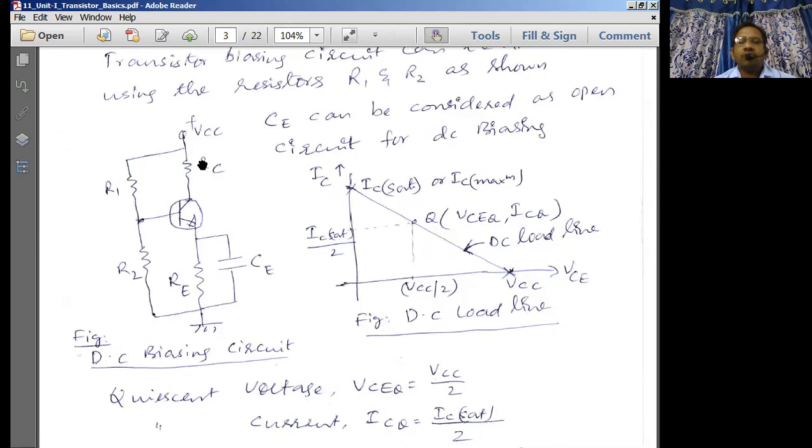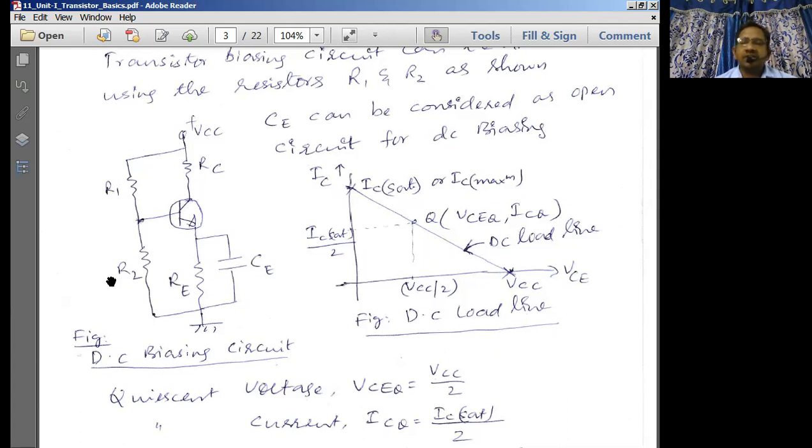Now, why do we have to perform biasing? Normally, we perform biasing to make the circuit ready to accept the external input signal by providing proper biasing to the circuit. That is why we apply the VCC signal at the input. So, why do we apply VCC? We apply VCC to provide proper biasing.